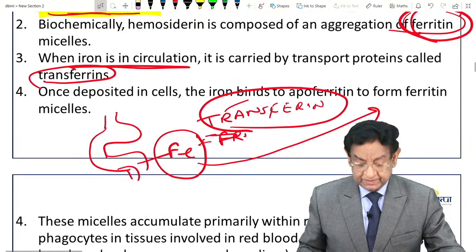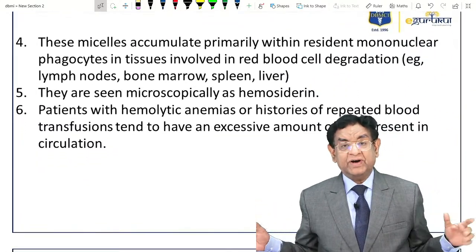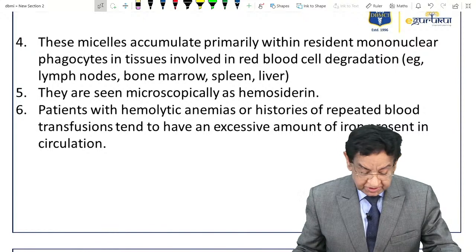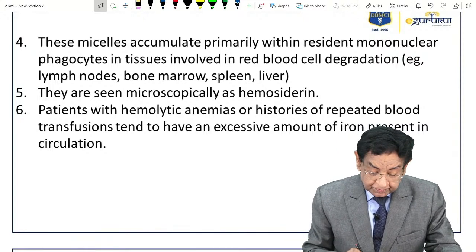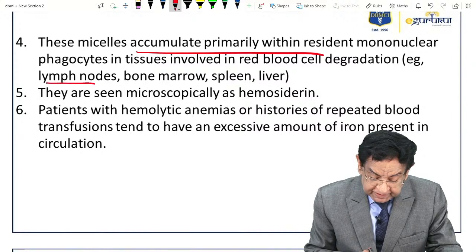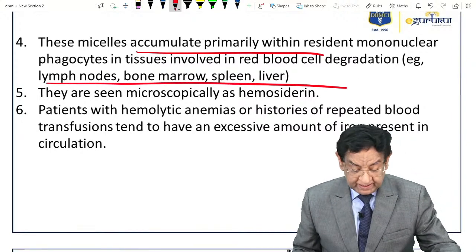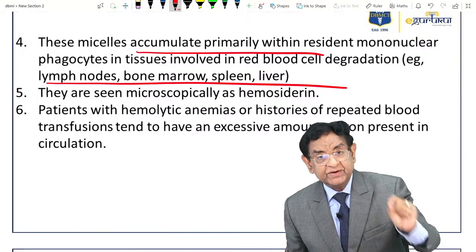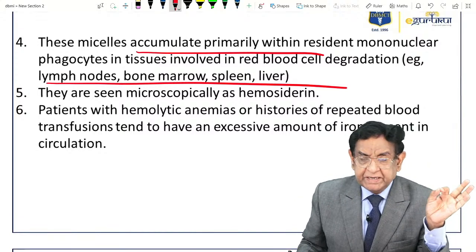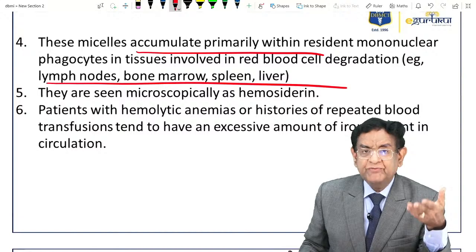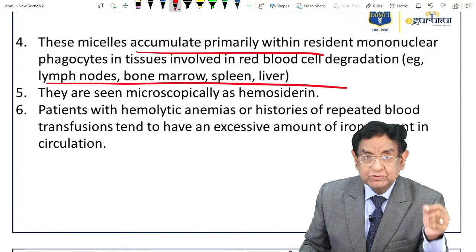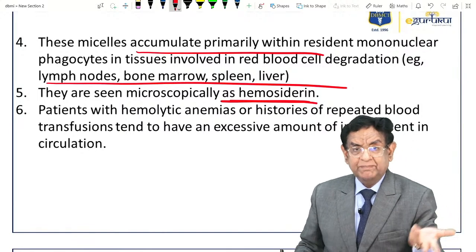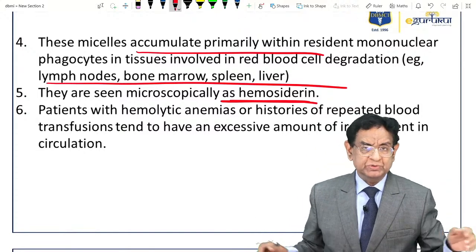It's a stored form of iron. So this excess of iron gets deposited in various organs in the body, which can damage them. Excess ferritin gets deposited in the bone marrow, lymph node. Ferritin is the biochemical name of what is deposited in the tissue. Now when we have taken the biopsy and we are looking under the microscope, then we call it hemosiderin. So we are clear about it: hemosiderin and ferritin are almost the same.